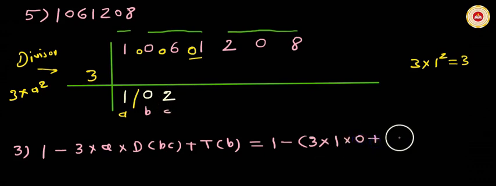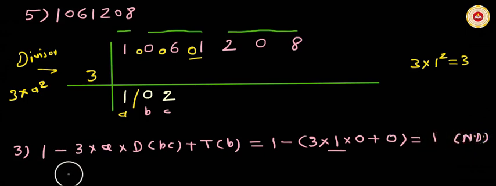plus triplex of b. How to calculate triplex of b? b is 0 here. How to calculate triplex of a single digit? Just cube that digit. So 0 cubed is 0. So 1 minus, this term will be 0, 0 plus 0, 0. So 1 minus 0 is 1, and this is the net dividend. Net dividend is 1. So now divide this net dividend 1 by divisor 3, which gives us quotient 0 and remainder 1.